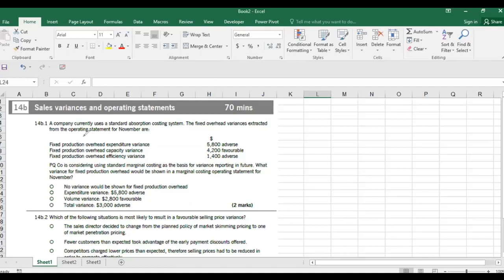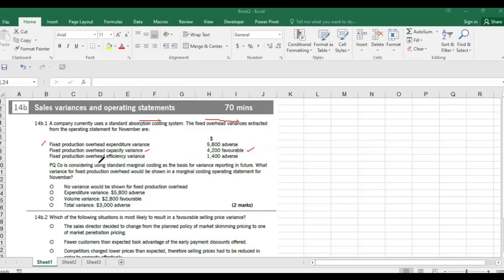The first question says a company currently uses a standard absorption costing system. The fixed overhead variances extracted from the operating statement for November are fixed production overhead expenditure variance 5,800 adverse, fixed production overhead capacity variance is 4,200 favorable, and fixed overhead efficiency variance is 1,400 adverse.